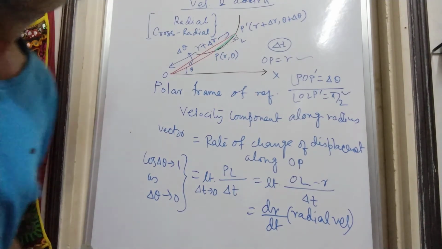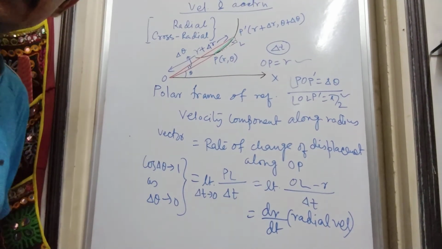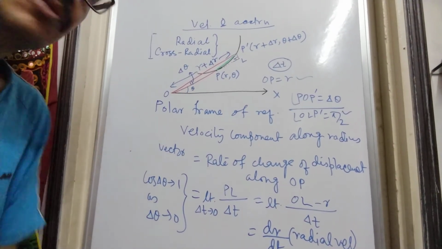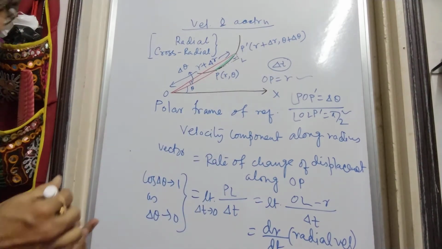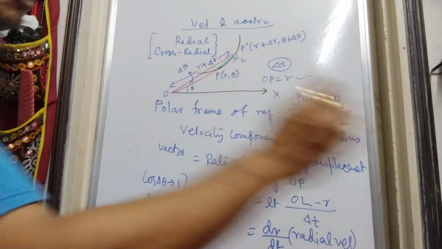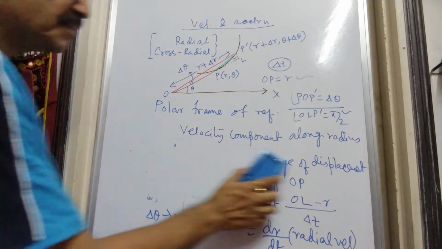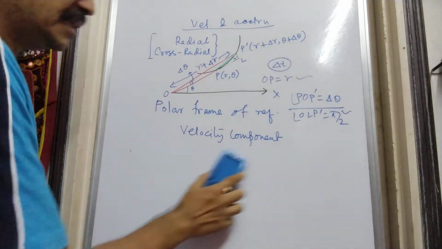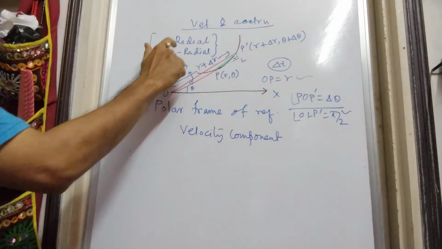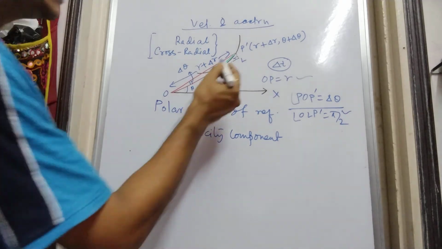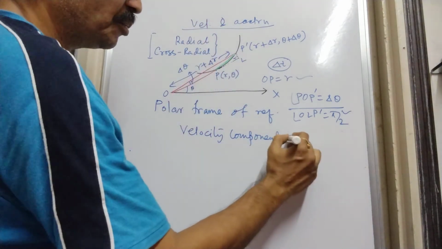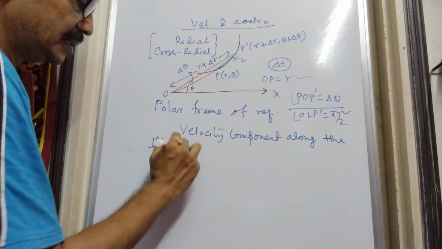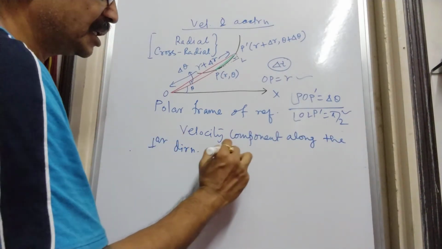Clear up to this point? Now let us move on to find from this figure what is the velocity component along the perpendicular direction of the radius. What is the velocity component along the cross radial direction? Isn't it so? Radial and cross radial. What is cross radial? Cross radial is along the perpendicular, the velocity component along the perpendicular direction of the radius. Perpendicular direction of OP.